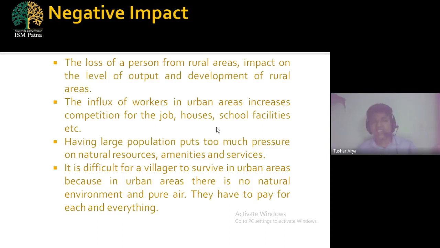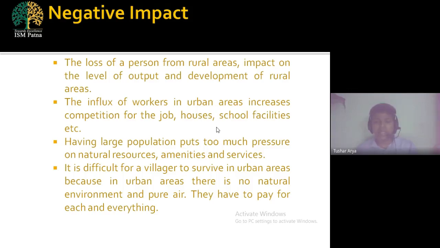The last one: it is difficult for a villager to survive in urban areas because in urban areas there is no natural environment and pure air. They have to pay for each and everything. However, if a person is earning in the urban area, it's his compulsion to live there. But if he has come to that urban area with his whole family, I'm specifically talking about older people, people who have spent almost 60 years of their life in the rural areas, and now due to the compulsion of the occupation of his child, his ward, he has moved to the urban areas. So here he will not be feeling easy.